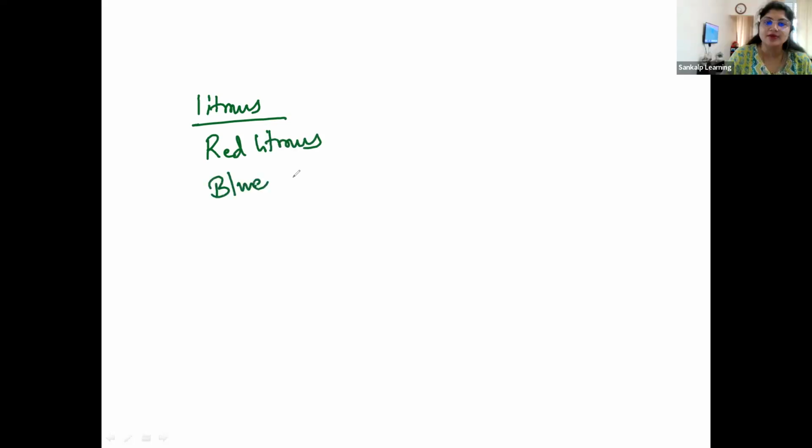So we were discussing the indicators also, right? What is the role of an indicator? It indicates whether the given solution is acidic or basic in nature. How will it indicate? By change in color. So there is something called the litmus paper. There are two types of litmus paper. One is red litmus paper and another is blue litmus paper.